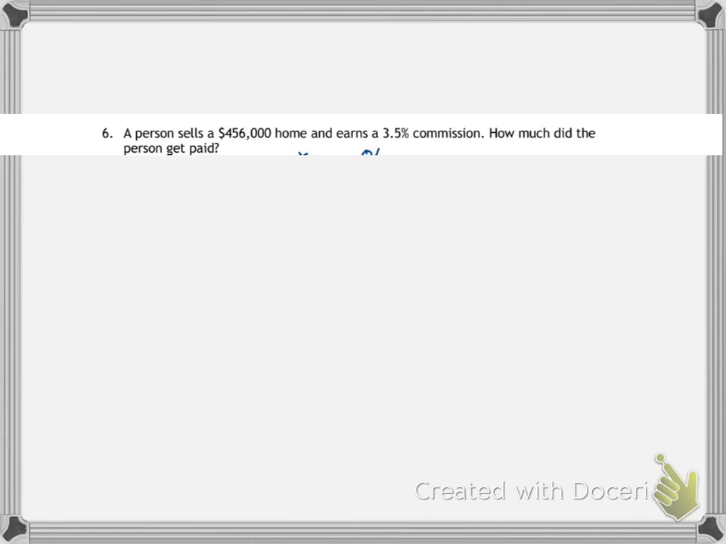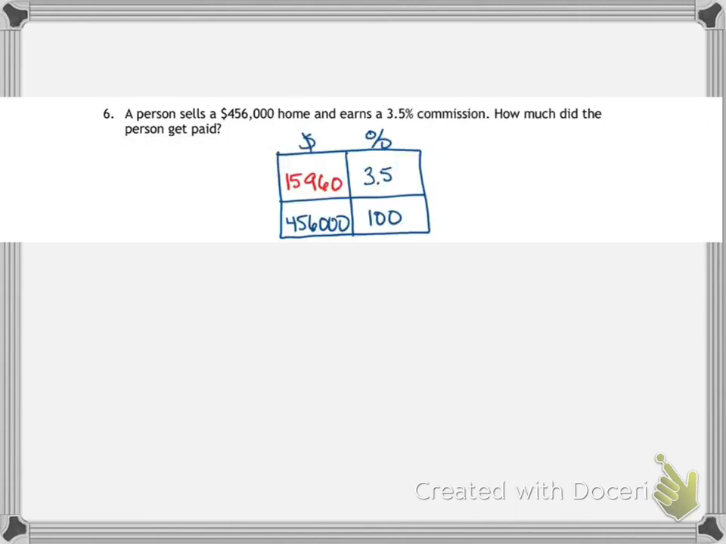Number 6. A person sells a $456,000 home and earns a 3 5/10% commission. How much did this person get paid? This is a pretty straightforward one-step box. Pause and then check your answer in a few minutes.